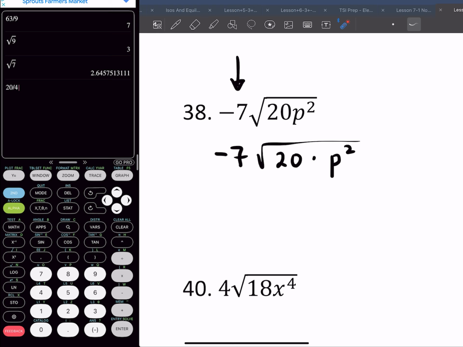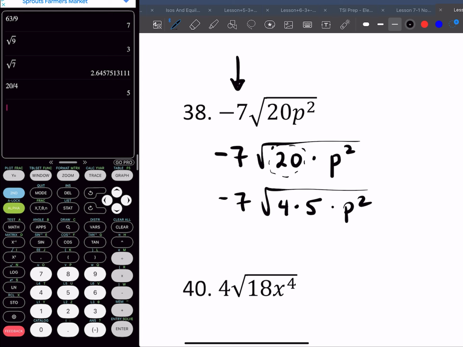2 times 2 is 4. 4 is a perfect square of 2. Great, look at that. That gives me a whole number. That 5 that you see there, that's a whole number. It's not a decimal. So what we can do is we can change this, and now it becomes 4 times 5 times p to the second, okay? So negative 7, right? And then there's my square root.